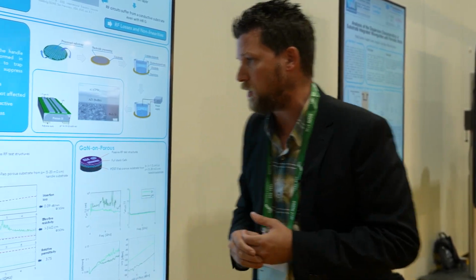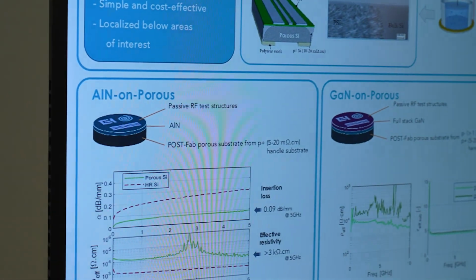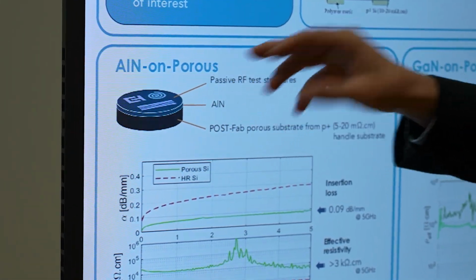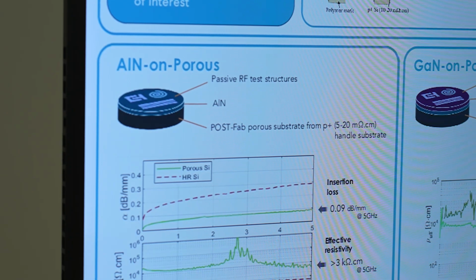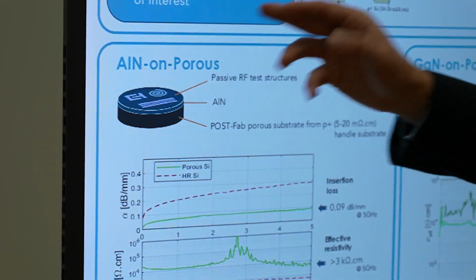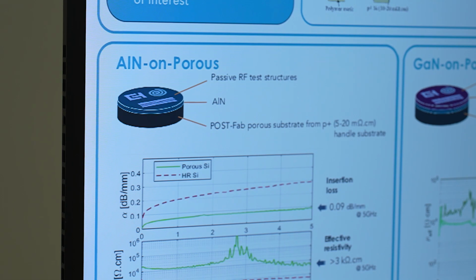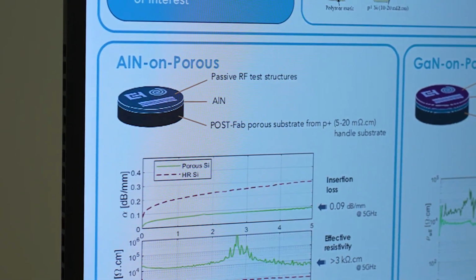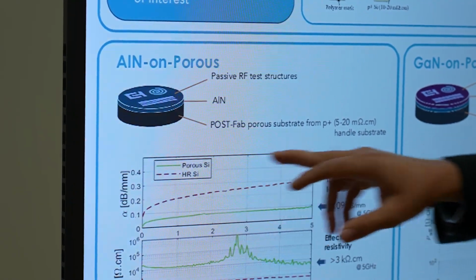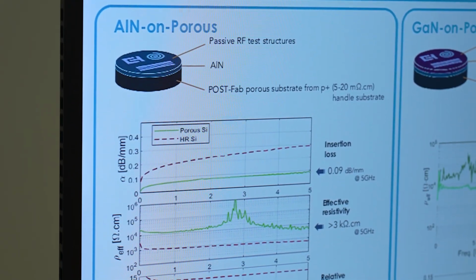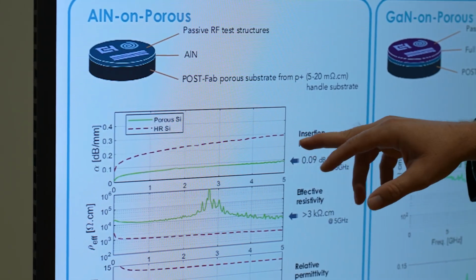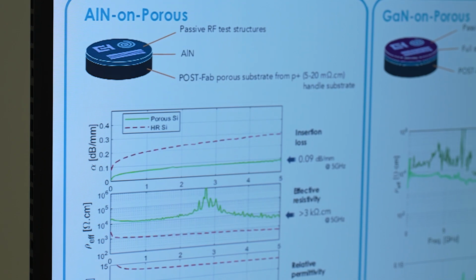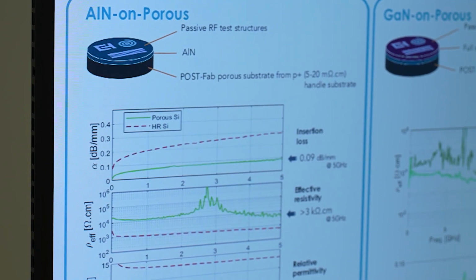Okay, let's talk about the results. Here we have the result where we use, for the first time, just aluminum nitride on porous silicon. We compare with a substrate with an insulator on high resistive silicon, to compare with the typical substrate in the industry. The typical substrate is in red, and our technology is in green. We can see that for all the parameters, the properties are improved.